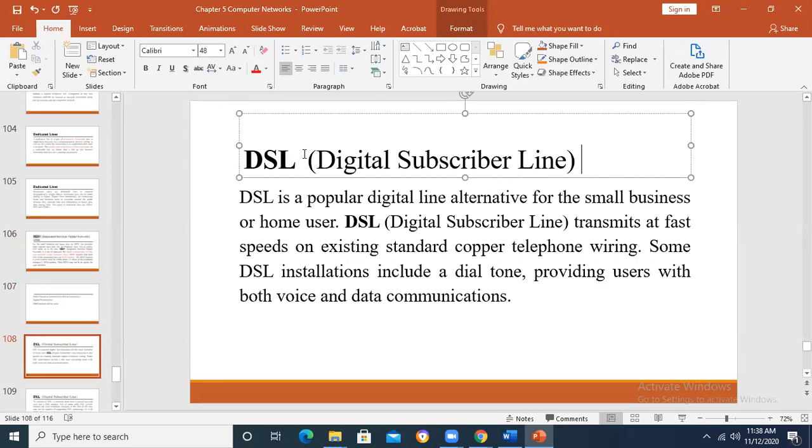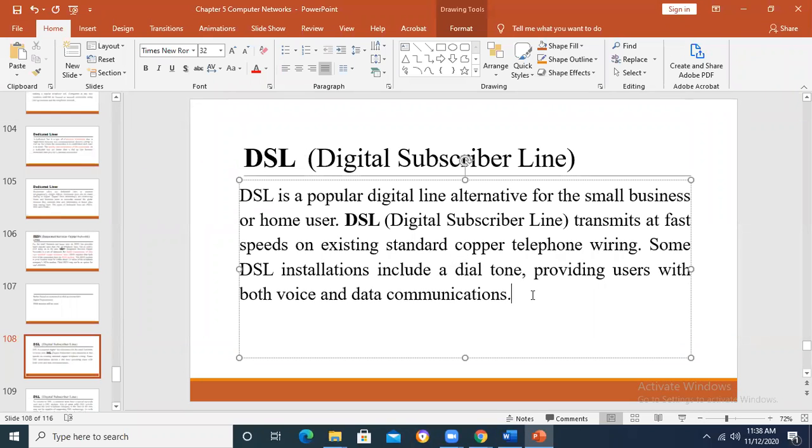Then we discussed the DSL. DSL is called Digital Subscriber Link. DSL is also a technology for the telephone lines. DSL is a popular digital line alternative for small business or home users. Digital subscriber link, or digital subscriber line, normally called line, transmits at fast speed on existing standard copper telephone wiring. Some DSL installations include a dial-up tone, providing users with both voice and data communication.